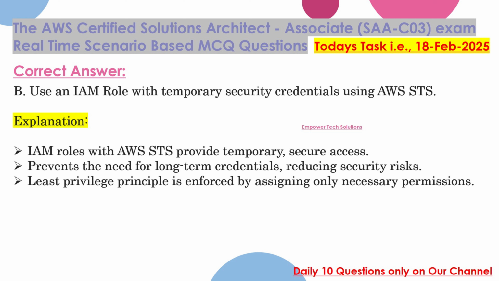Explanation: IAM roles with AWS STS provide temporary, secure access. Prevents the need for long-term credentials, reducing security risks. Least privilege principle is enforced by assigning only necessary permissions.